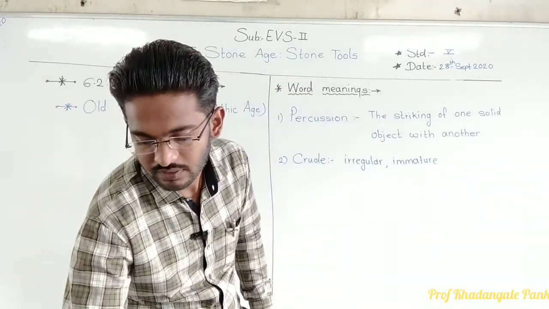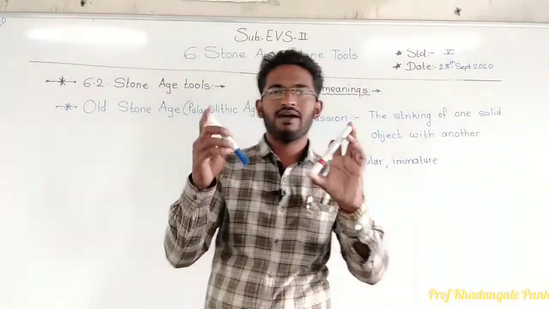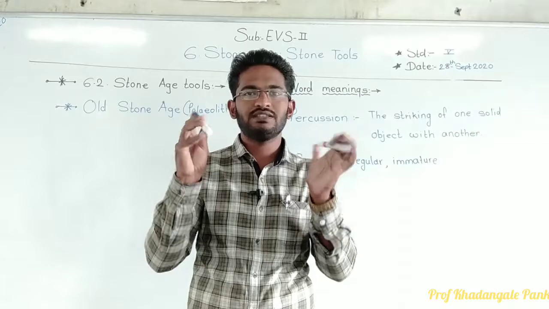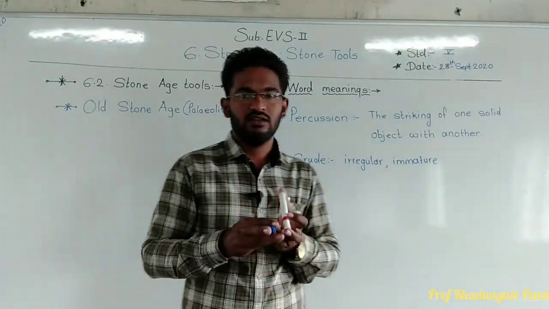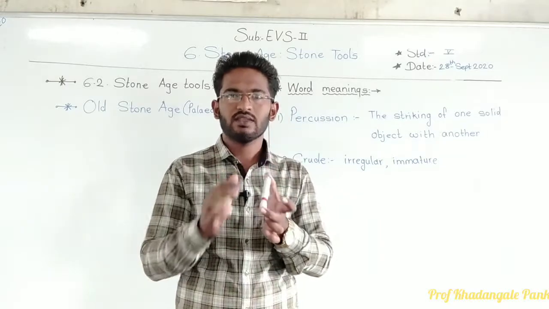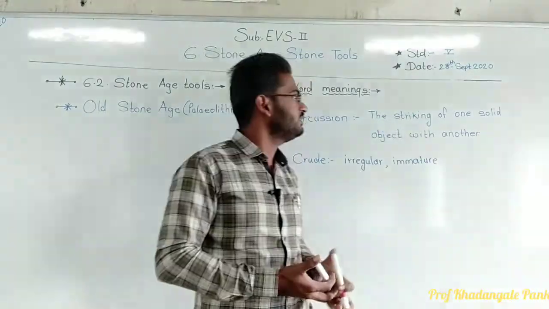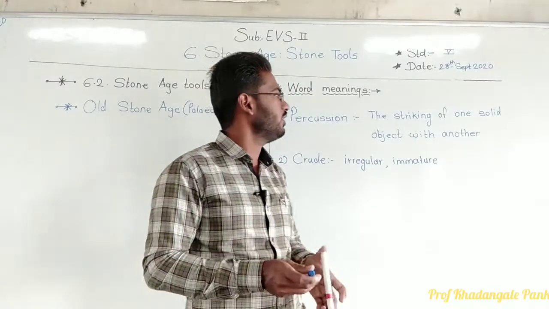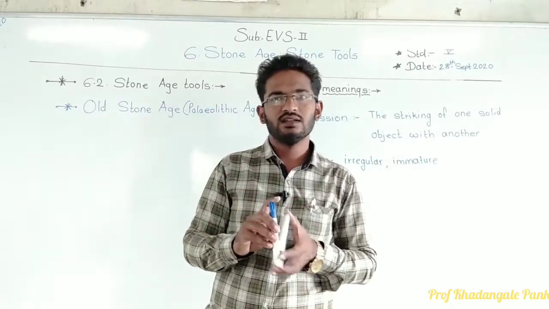For example, just think these two are white marker pens. Just imagine that these two are stones, and percussion is like this. This is called percussion, meaning the striking of one solid object with another. Like this I can give it shape.